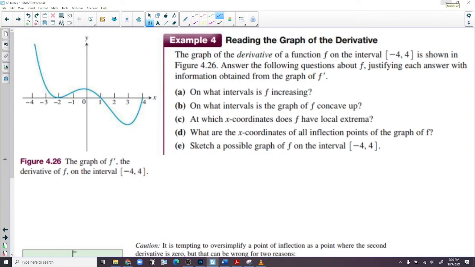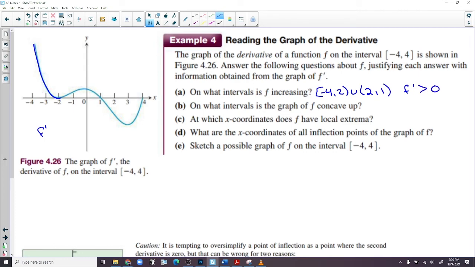Example 4, reading the graph of the derivative. The graph of the derivative function f on the interval -4 to 4 is shown in figure 4.26. Answer the following questions about f, justifying each answer with information obtained from the graph of f. A, on what intervals is f increasing? Well, this is the graph of f prime. F is increasing where the first derivative is positive. That's -4 to 2, and then 2 to 1, f prime is positive. So our justification is f prime is positive.